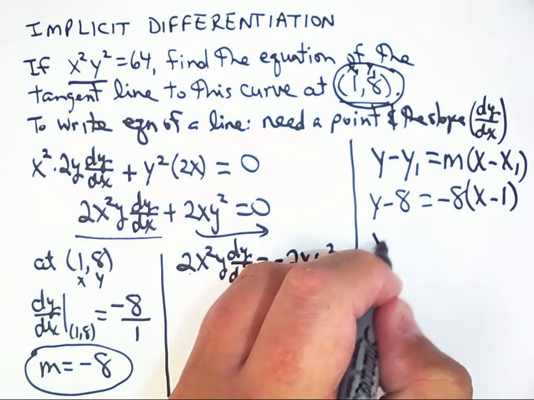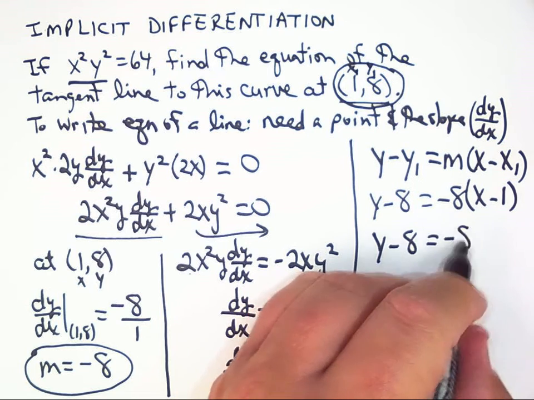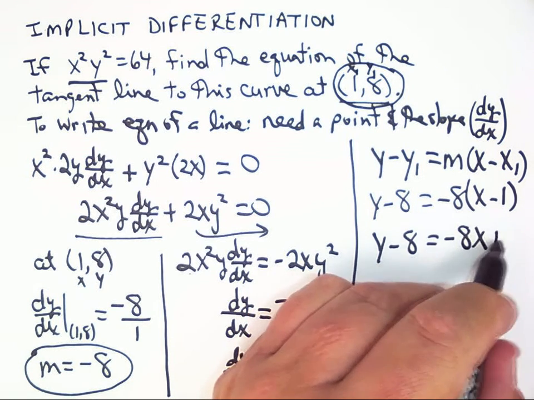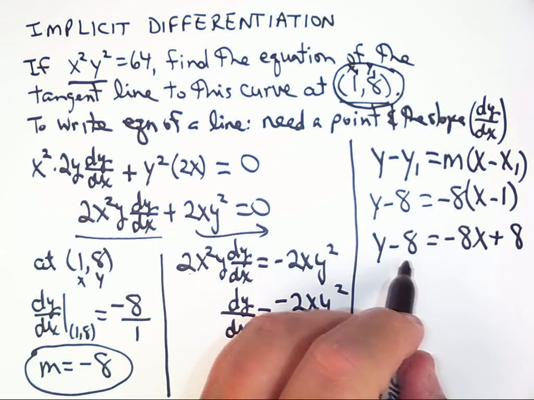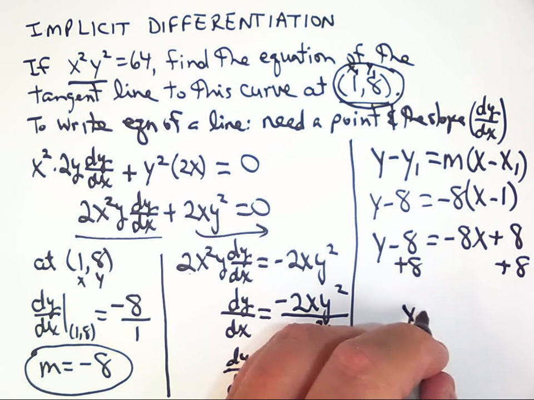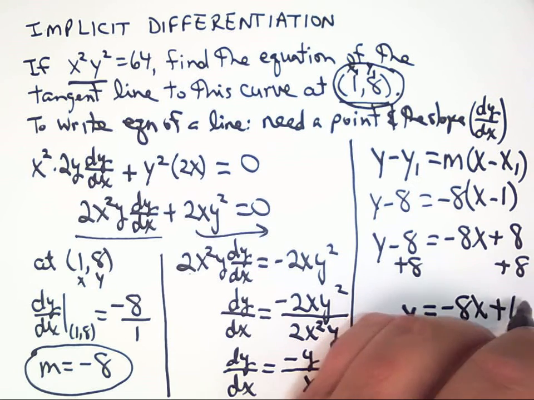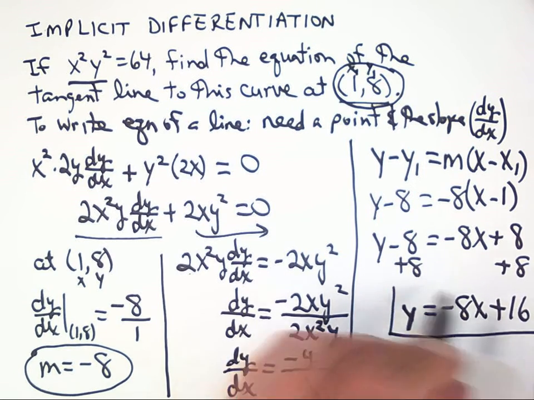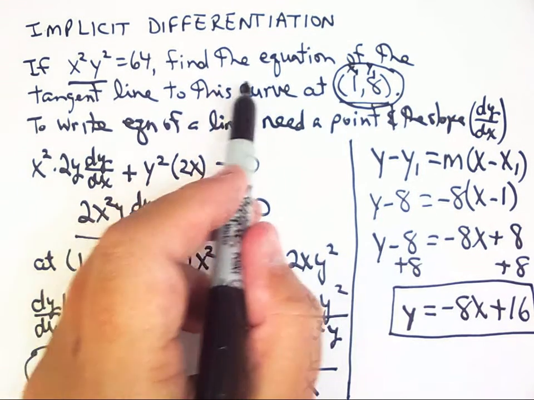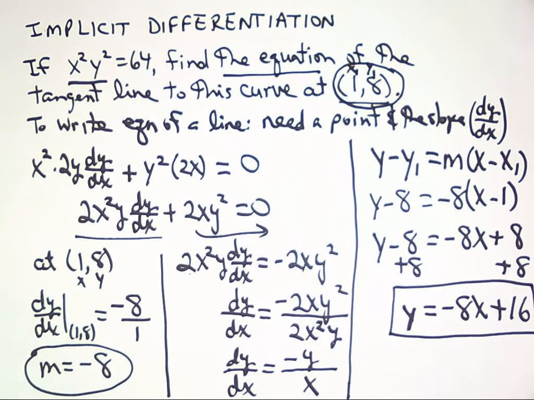So you end up with y minus 8 is equal to, if we multiply the parentheses, we get minus 8x, minus a minus is plus 8. And then if we add an 8 to both sides, we end up with y equals minus 8x plus 16. So that is the equation of the line that they're asking us for. It's tangent to this curve at that point.